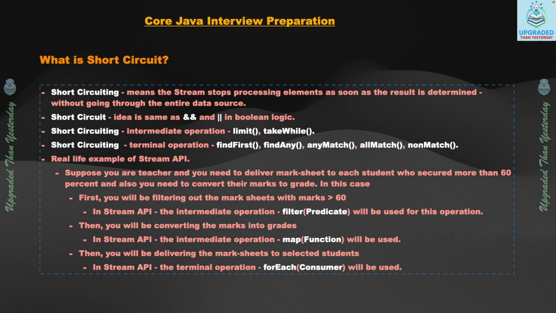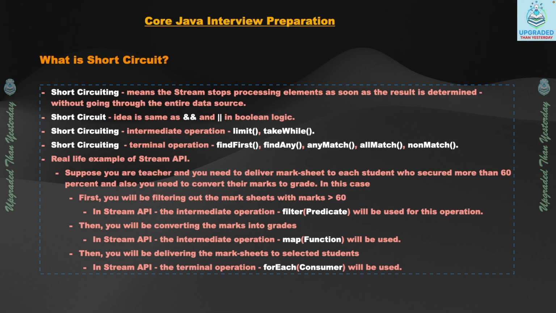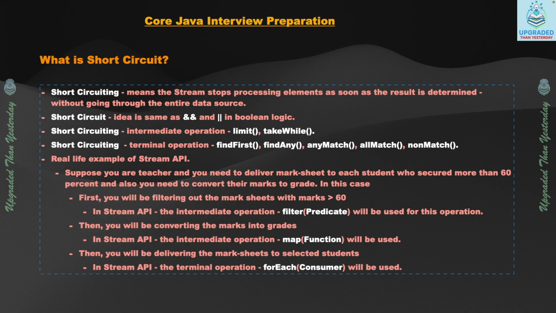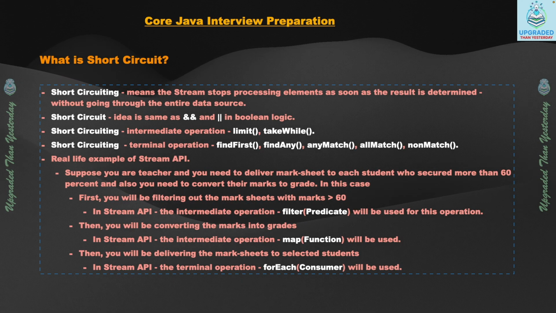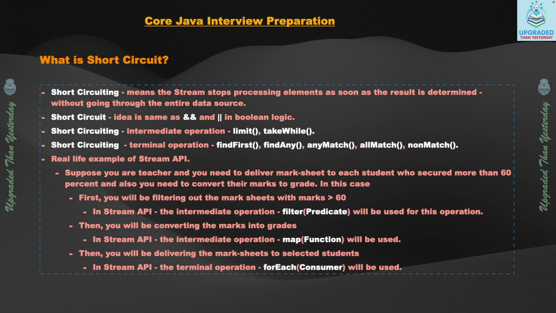Let's understand the Stream API with a real life example. Suppose you are a teacher and you need to deliver a marksheet to each student who secured more than 60%, and also you need to convert their marks to grade. In this case, first you will be filtering out the marksheets with marks greater than 60. In Stream API, the intermediate operation filter method will be used for this operation. Then you will be converting the marks into grade. In Stream API, the intermediate operation map method will be used. Then you will be delivering the marksheet to the selected student. In Stream API, the terminal operation forEach will be used.